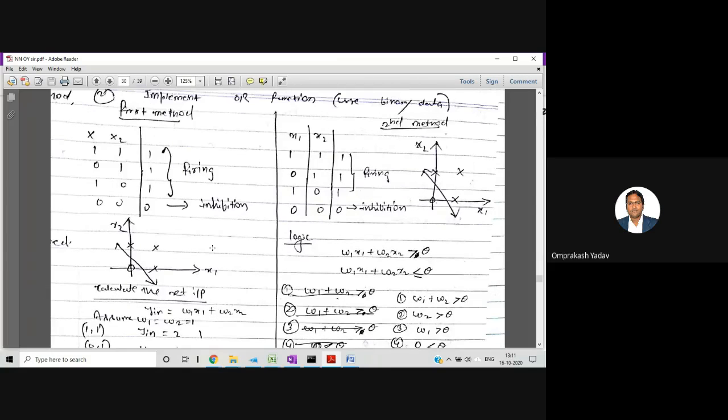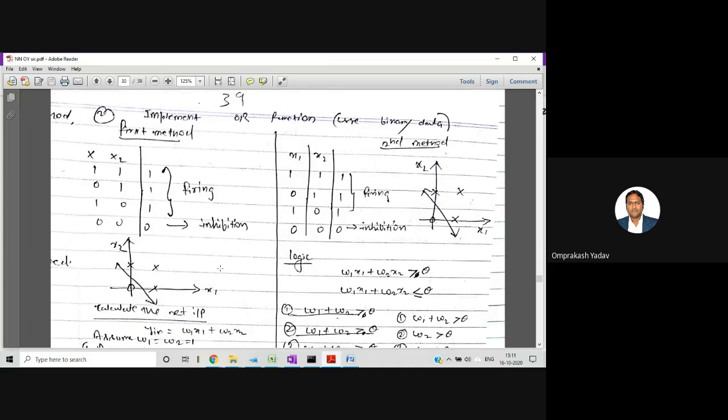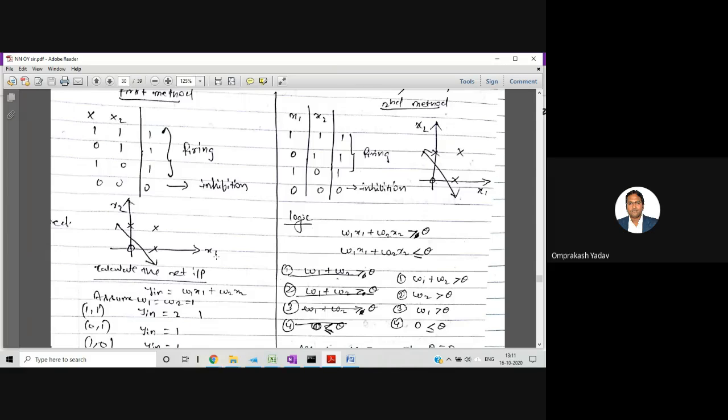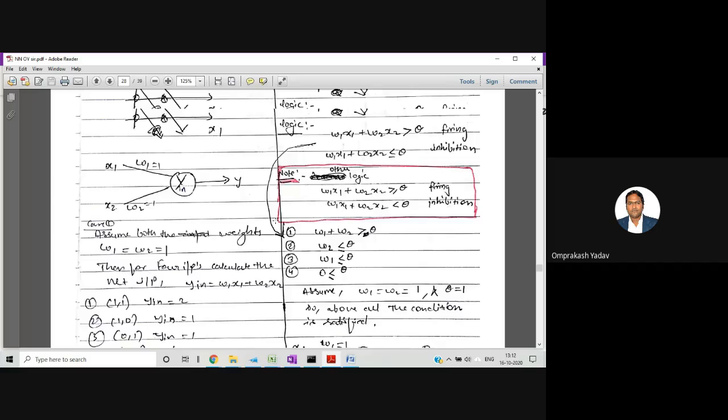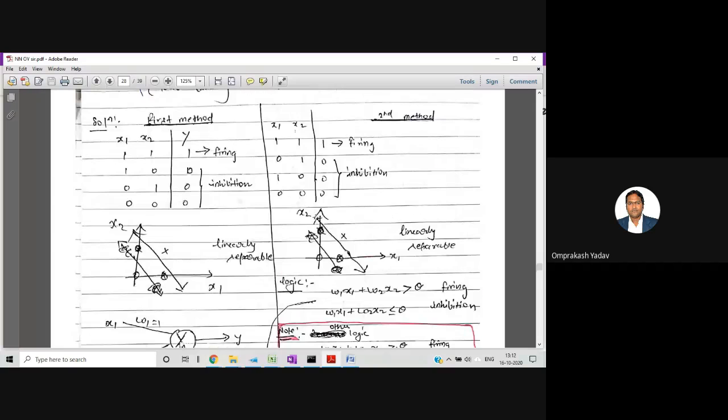Okay. Now let's try to understand it by the second method. I don't want anybody to get confused. You can remember the first method, but I will also explain the second method. We're going to solve the first problem, that is the AND problem, with the help of the second method. The first two steps will remain the same: we first make the table and find out which ones are the firing condition and which ones are the inhibitory condition. And then after that, draw the graph.